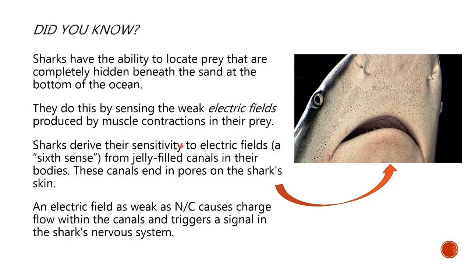Sharks derive their sensitivity to electric fields from jelly-filled canals in their bodies. These canals end in pores on the shark's skin. A weak electric field causes charge flow within the canals and triggers a signal in the shark's nervous system, so it senses that there is food.